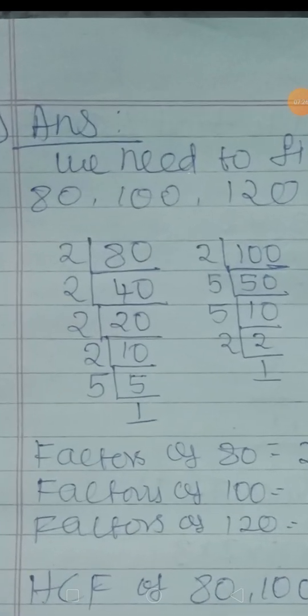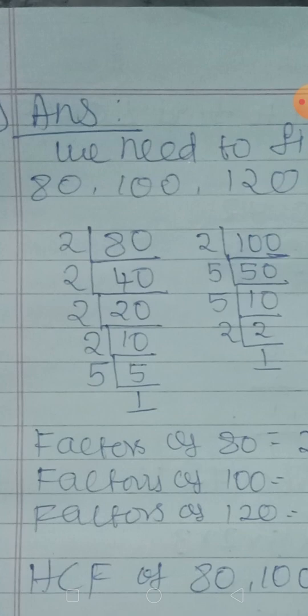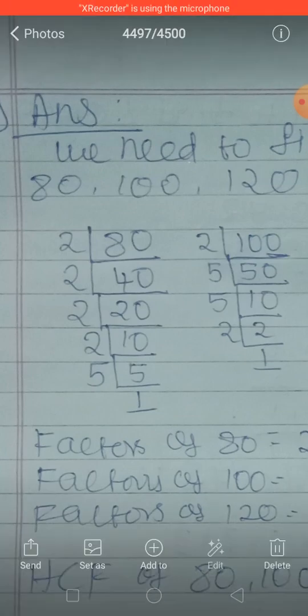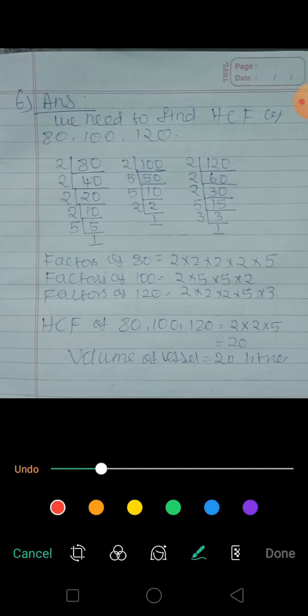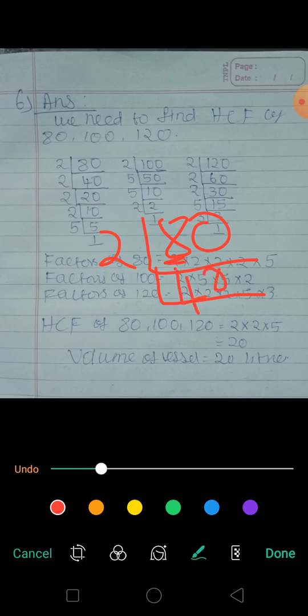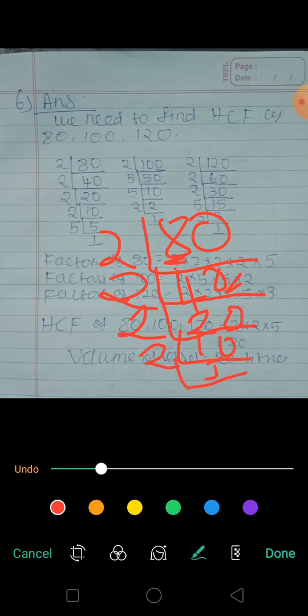So what are the given numbers? 80, 100, 120. So first of all, HCF means what? You can take separately. First take 80. So in which table you have to use? Two table. Using the two table, how many times will 80 come? 40 times. 40 into 2s are 80. Again using two table, because 0 is an even number, so easily find out 2 is a common table. So 2 20s are 40, and again using two table, 2 10s are 20, and again using two table, 2 5s are 10.